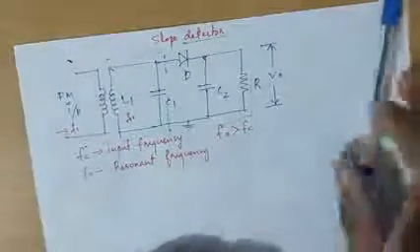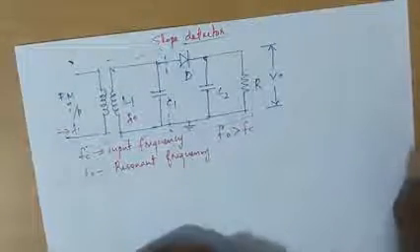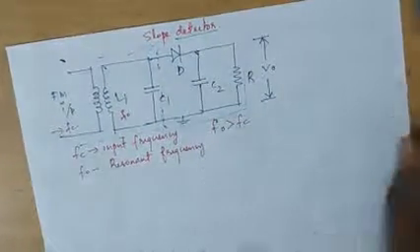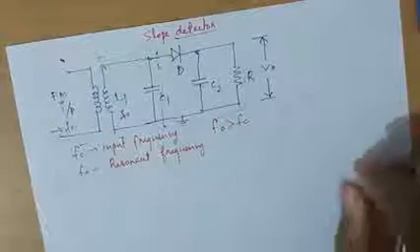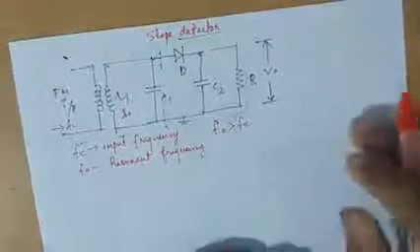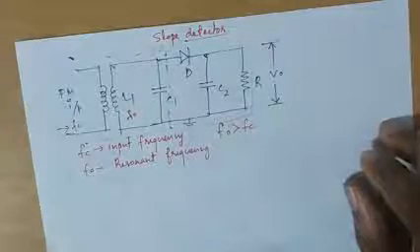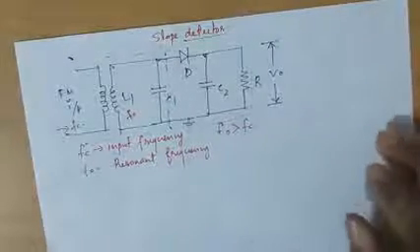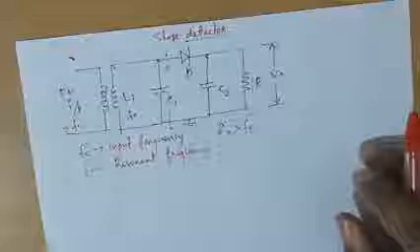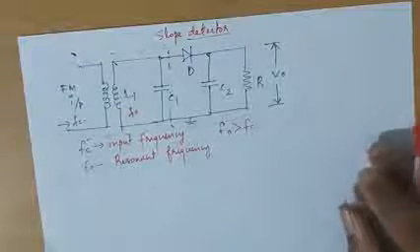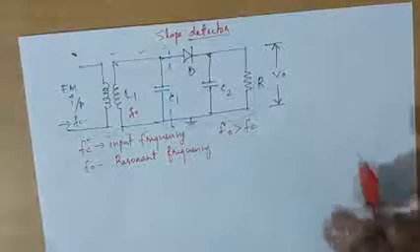By fixing F0 greater than FC, we are making the circuit receive the signal on the slope of the response curve. We will discuss that response curve. By fixing it in this way, the circuit receives the signal on the slope of the response curve. That is why we are calling this circuit a slope detector.